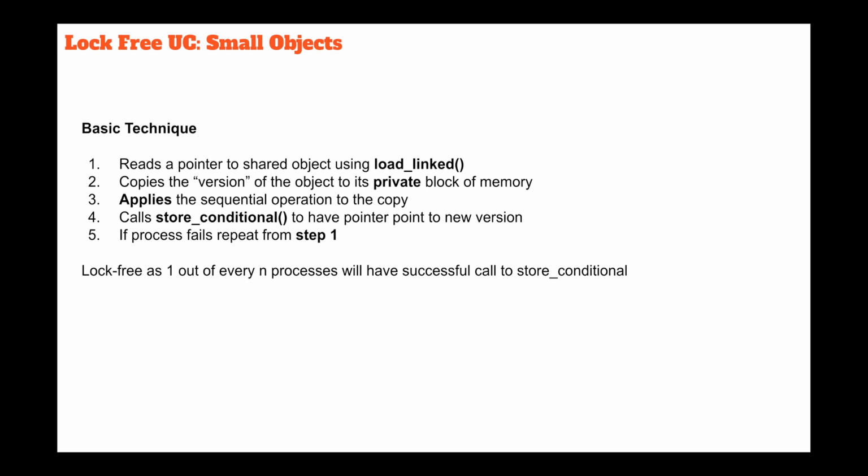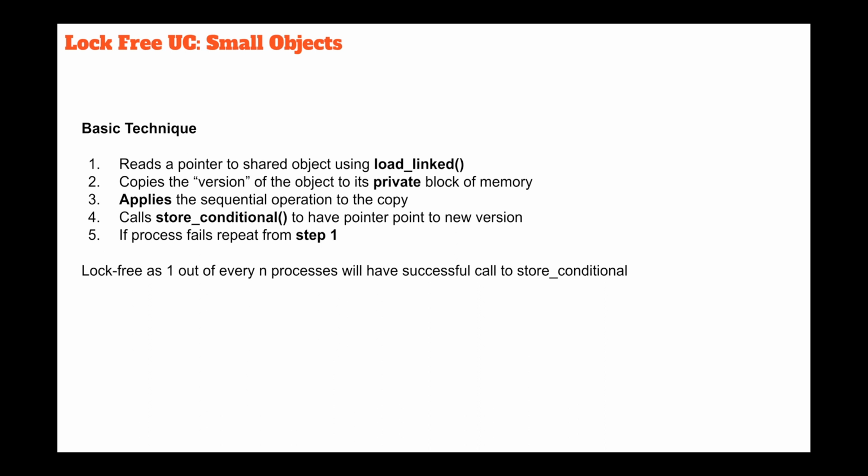In the paper, he describes two log-free algorithms. One was for small objects. Small objects are essentially objects that can be copied to the process local memory, and large objects are objects which cannot be copied, because the cost of copying is more than the actual sequential operation. So this is the basic idea for log-free UC on small objects.